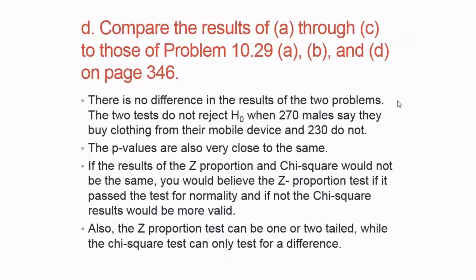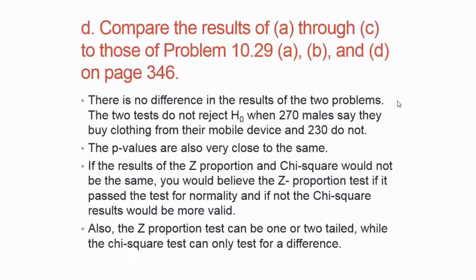What do I do if they don't come out the same? One of them is assuming a normal distribution, that's the Z proportion test, and the chi-square test is not assuming a normal distribution, or it's giving me my data in terms of a contingency table. If the results of the Z proportion and the chi-square test would not be the same, you would believe the results of the Z proportion test if it was normally distributed, which you determine by doing the test for normality, n times pi and n times 1 minus pi. And if it is not normally distributed, I would believe the results of the chi-square test. If they turned out differently, that's how I would decide between them.